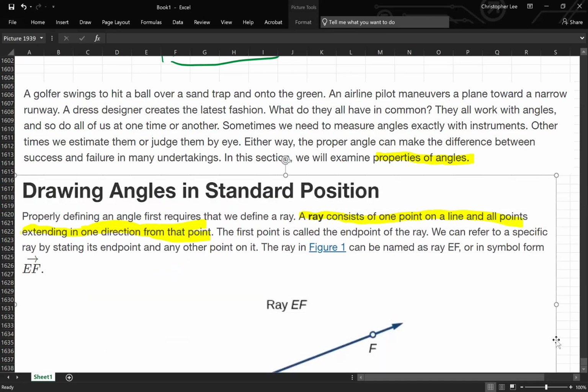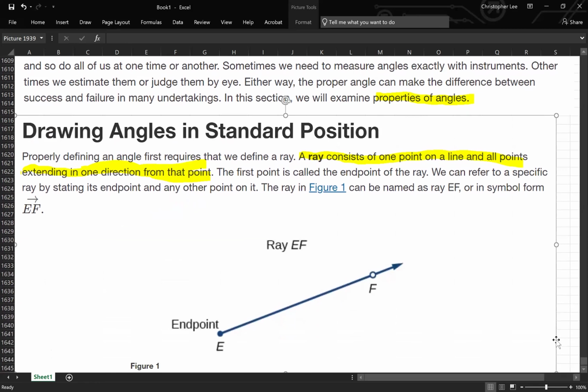So, drawing angles in standard position. Properly defining an angle first requires us to define a ray. A ray consists of one point on a line and all points extending in one direction from that point. The first point is called the endpoint of the ray. We can refer to a specific ray by stating its endpoint and any other point on it. The ray in this picture can be named ray EF, E being your endpoint, F being wherever else, or in symbol form as EF with a ray arrow over it. It's another way to write a ray.